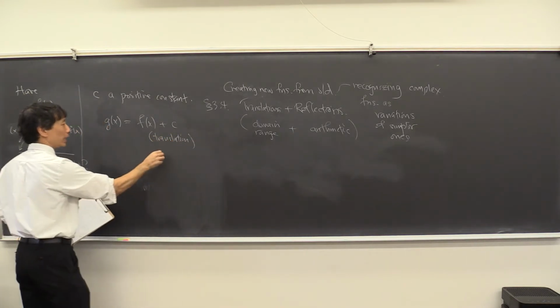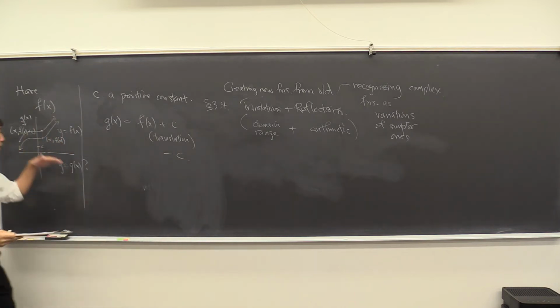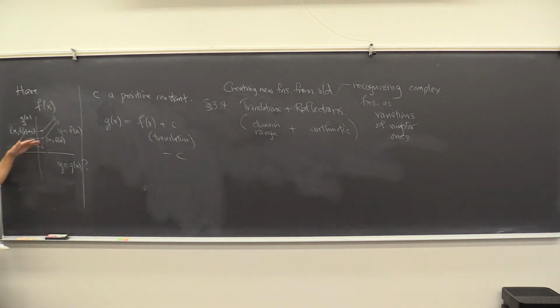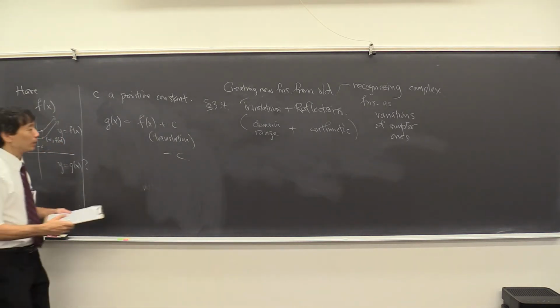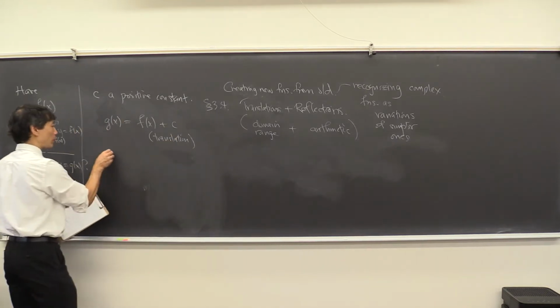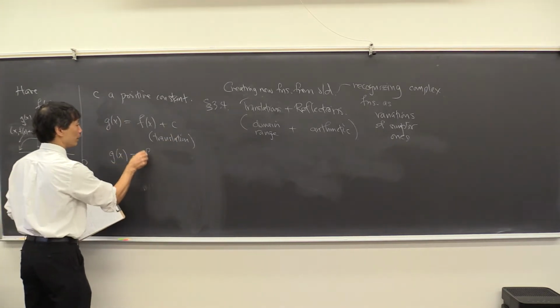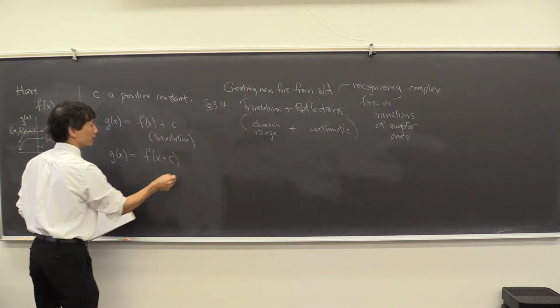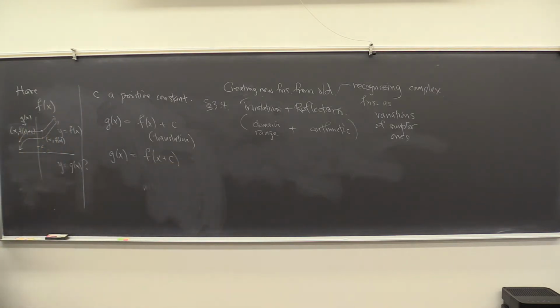And if I said minus c, then it would just shift down by c, and that would also be a translation. What if I have something like this? g of x equals f of x plus c. Again, take a few seconds and draw what that would look like.